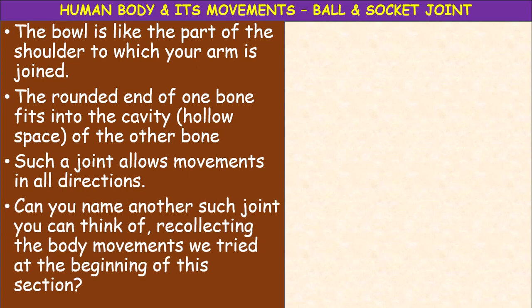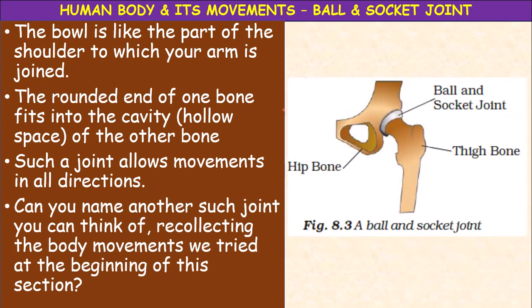In all directions. For example, this is a ball and socket joint in the hip region. So this is the thigh bone fixed into the hip girdle, the hip bone. It's like a bowl, and it is like a ball. Ball and socket joint. So we are able to walk, run, and stretch.